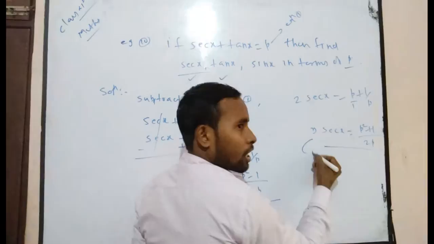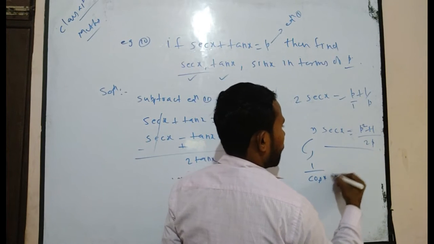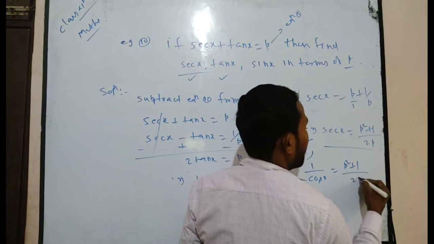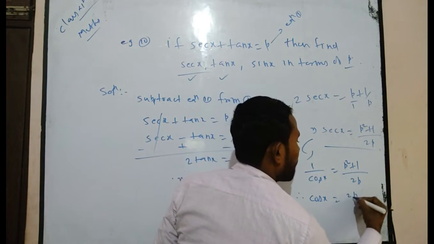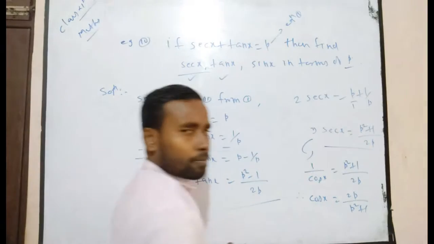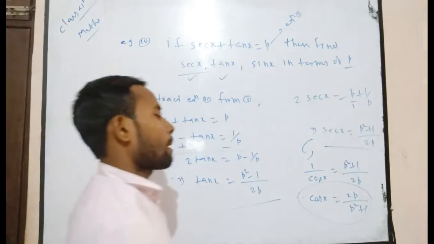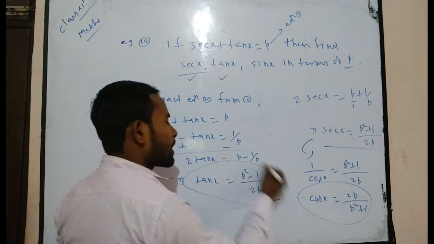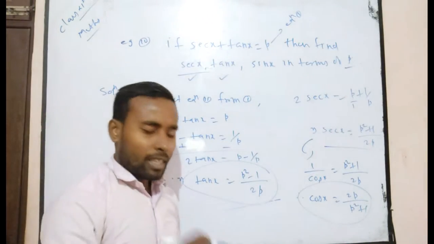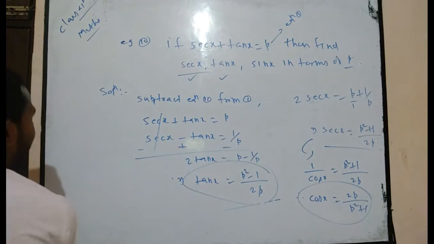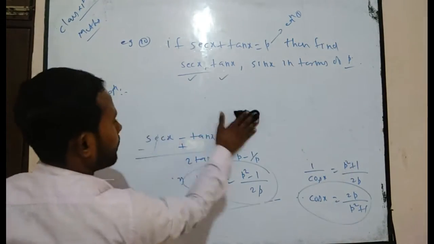From this equation, you can also say that 1 upon cos x is equal to p square plus 1 divided by 2p. So you can also say that here cos x is equal to 2p divided by p square plus 1. That is, from this equation you get cos x is equal to 2p divided by p square plus 1, tan x is equal to p square minus 1 upon 2p, and now you have to find the value of sin x. I think you can find sin x easily. You don't bother here. Firstly, I want to rub this part.